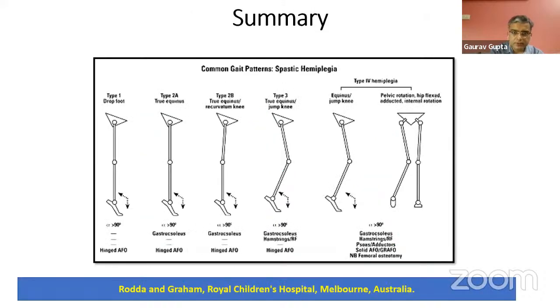So to summarize, four types of hemiplegic gaits. Type 1 is foot drop gait, where there is equinus in the swing phase. Type 2 is further divided into 2A and 2B. 2A, equinus throughout the gait cycle with knee in normal extension. 2B, true equinus with knee in hyperextension. Type 3, also known as a jump knee gait, where along with equinus at the ankle, you see stiff knee or flexion at the knee. And type 4, along with sagittal plane deformities, you see coronal plane issues like hip rotation, flexion and adduction as well.